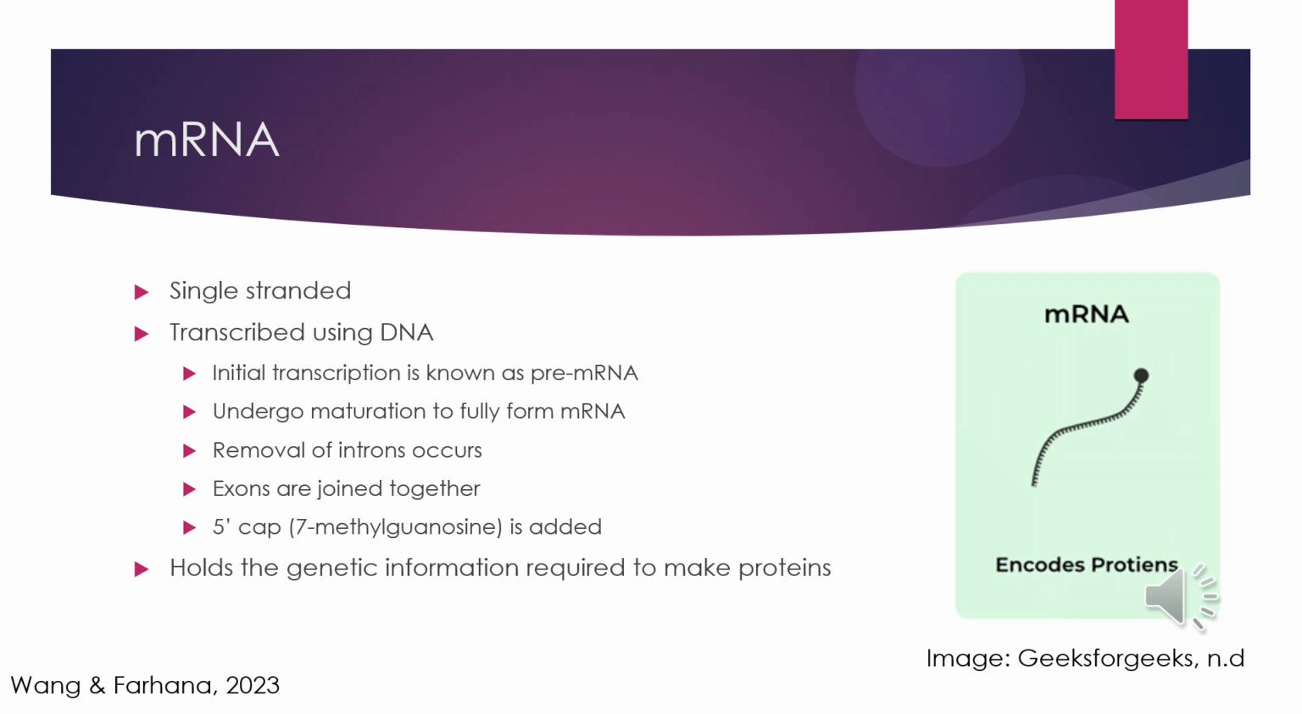mRNA is a single long strand of RNA that you can see over here on the right, and it is transcribed using DNA. This is going to be the RNA synthesis activity that we did, where you went from A to U, T to A, C to G, and G to C. The initial transcription is also known as the pre-mRNA, and the mRNA will take some time to mature and fully develop before it is released out into the cell.